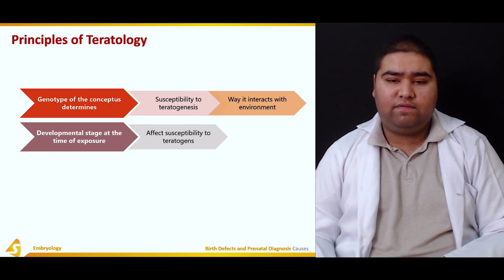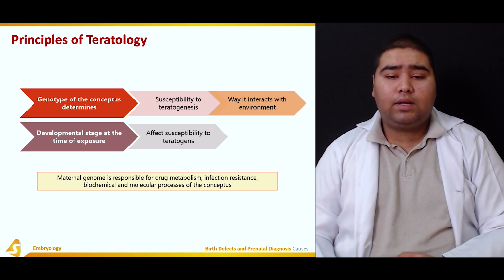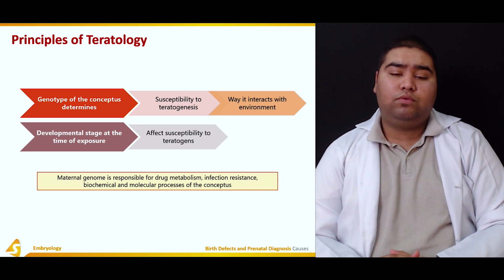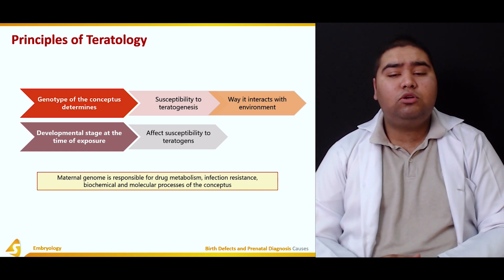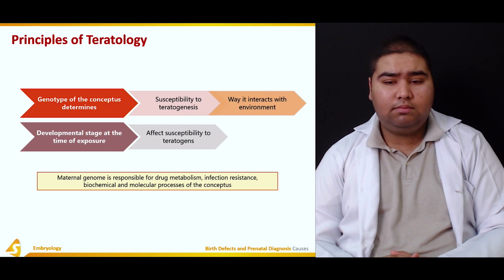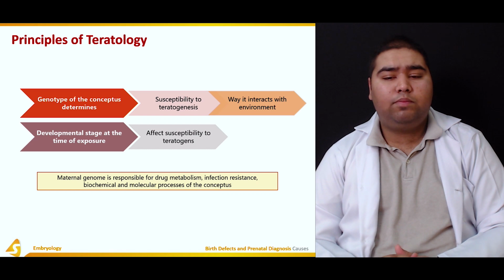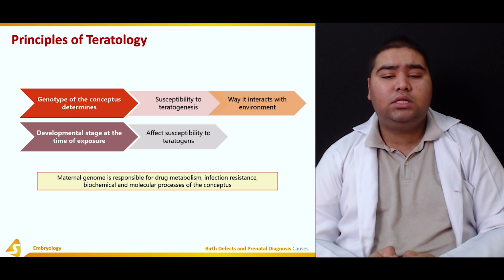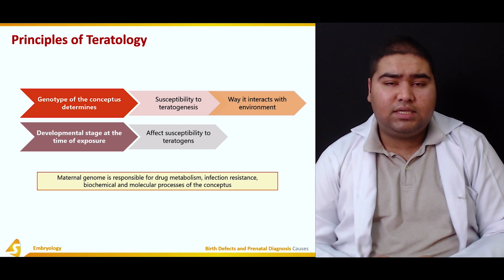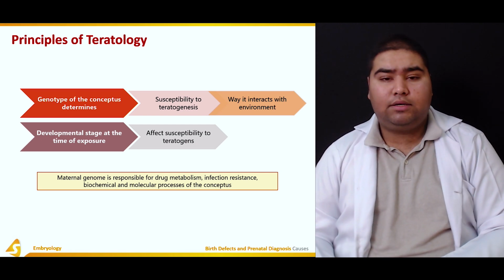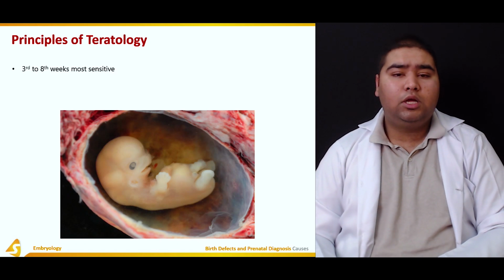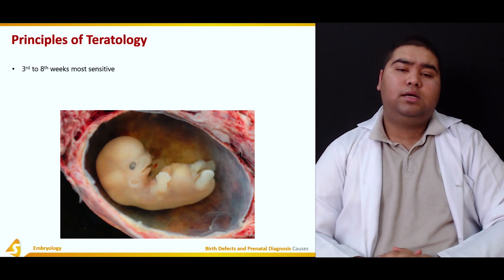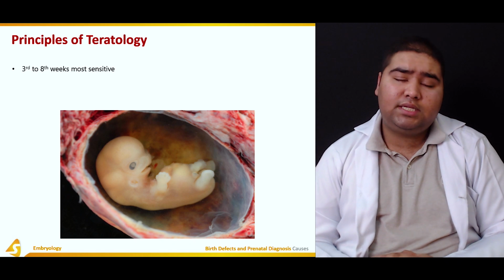teratogenesis or birth defects. So, another very important clue is the maternal genome. The maternal genome is responsible for drug metabolism, infectious resistance, and biochemical and molecular processes of the conceptus. So having a strong maternal genome helps the fetus to fight off these teratogens. So the 3rd to 8th week of fetal development is more sensitive.